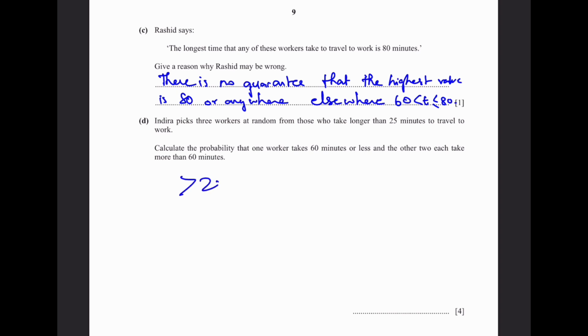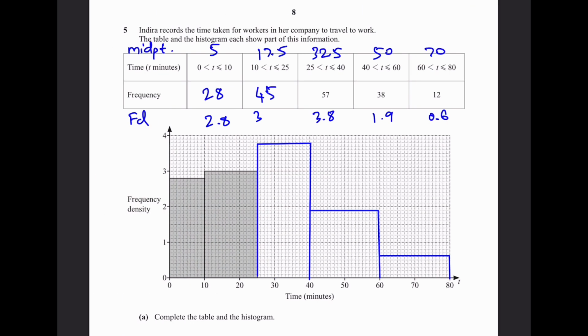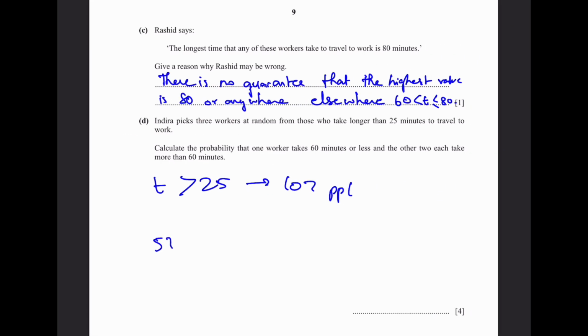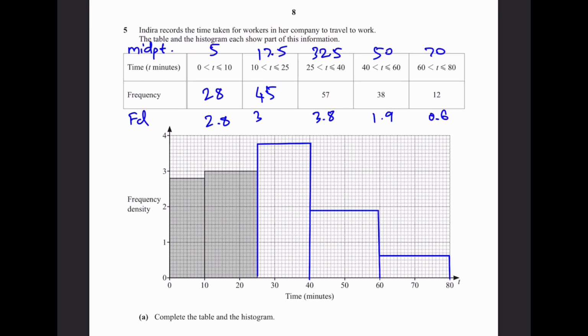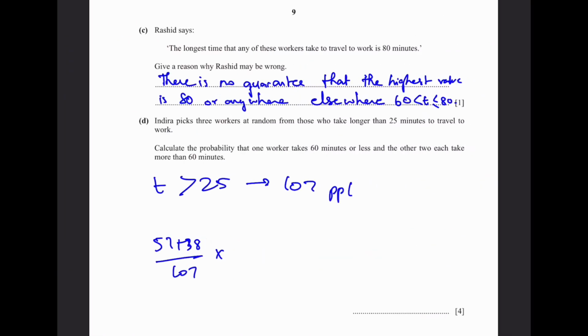So T is greater than 25, 107 people or workers. And the probability that one worker takes 60 minutes or less. So 60 minutes or less is going to be in these two out of the three. So 57 plus 38, and of course, we're dividing by 107. Multiplied by the probability for the other two. It is greater than 60 minutes, which is this, that's 12. And this time over 106.